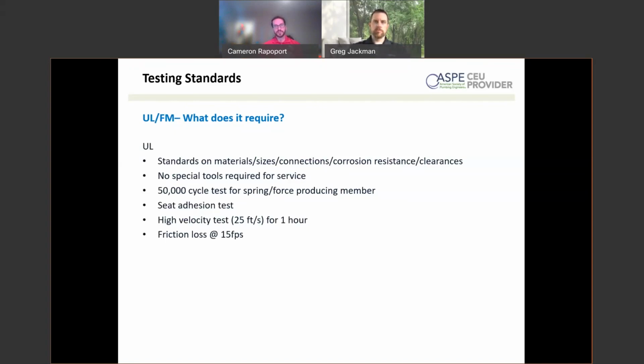FM, they do some of the UL stuff. An interesting thing is that it only applies to valve sizes 2 inches and up. So if it's below 2 inches, FM doesn't have a standard for it. They also care about clearances.